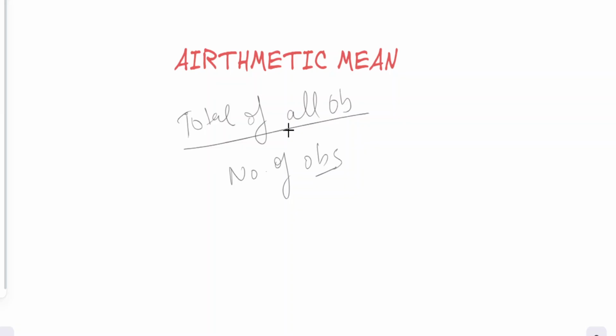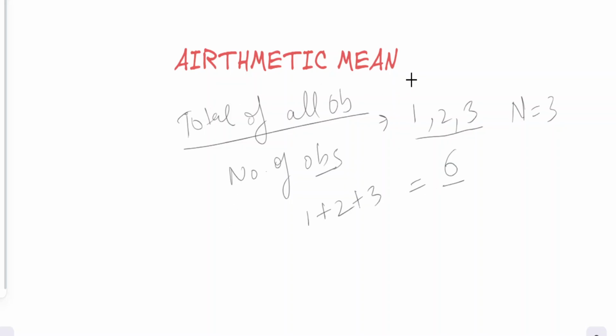I hope it's clear. I am talking about total observations like 1, 2, 3. There are 3 observations given. In count, the n is 3. And what is the sum of it? The sum of it is 6. How have I calculated the sum? 1 plus 2 plus 3 equals 6.